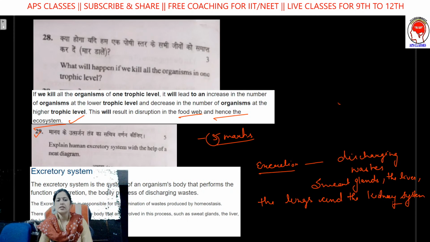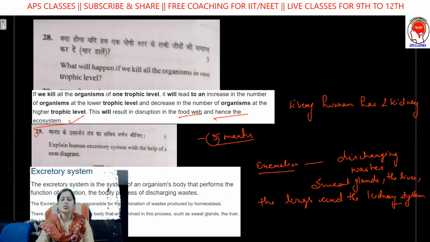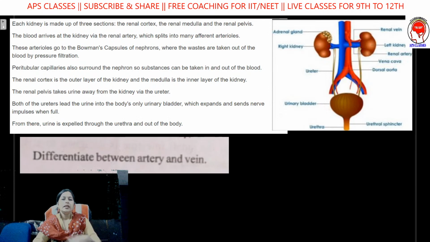The kidney system. So every human has two kidneys, the right kidney and the left kidney. Each kidney is made up of three sections. Each kidney is made up of 3 sections, and these 3 sections are the renal cortex, the renal medulla, and the renal pelvis.